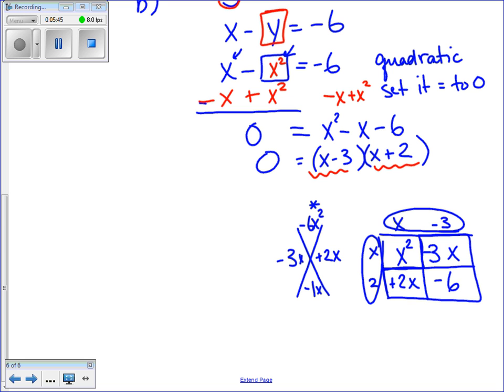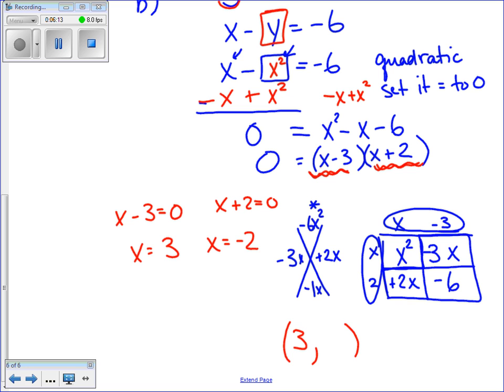But now I also have to solve. So I know that anytime I take something times something and it equals 0, that means that one of those things has to equal 0. So either x minus 3 is 0 or x plus 2 could be 0. So in this case, x is 3. In this case, x is negative 2. Unfortunately, I'm not done with the problem yet because I've only found the x value. But remember, this is a system of equations, so I'm looking for x and y. So now you can go back up to the original equations that you were given, which were x minus y equals negative 6 and y equals x squared. And you can use those to find your final answers.